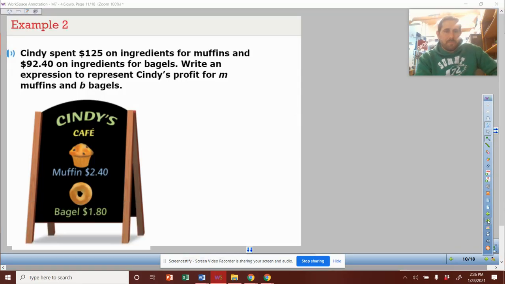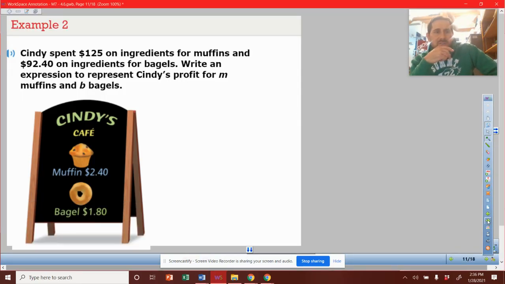Example 2 now. Cindy spent $125 on ingredients for muffins and $92.40 on ingredients for bagels. Write an expression to represent Cindy's profit for M muffins and B bagels.